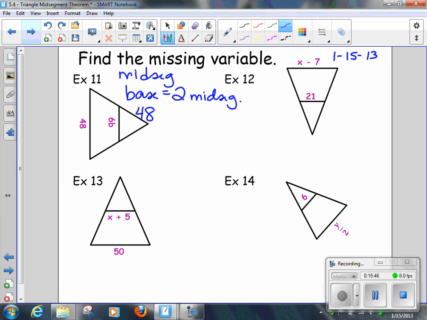Now we're substituting. What's the midsegment, folks? 6b. Now the geometry's over. We're back to algebra. What do I do? 48 equals 12b. What do I do? Divide by 12. What is b?